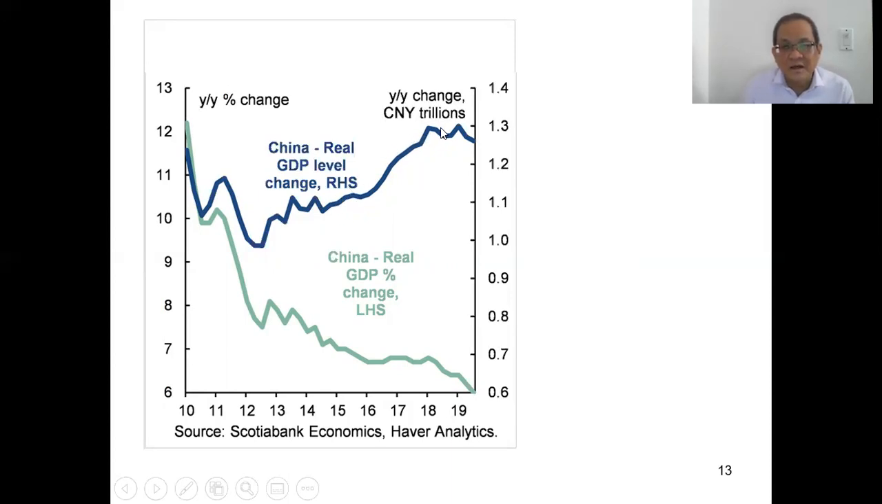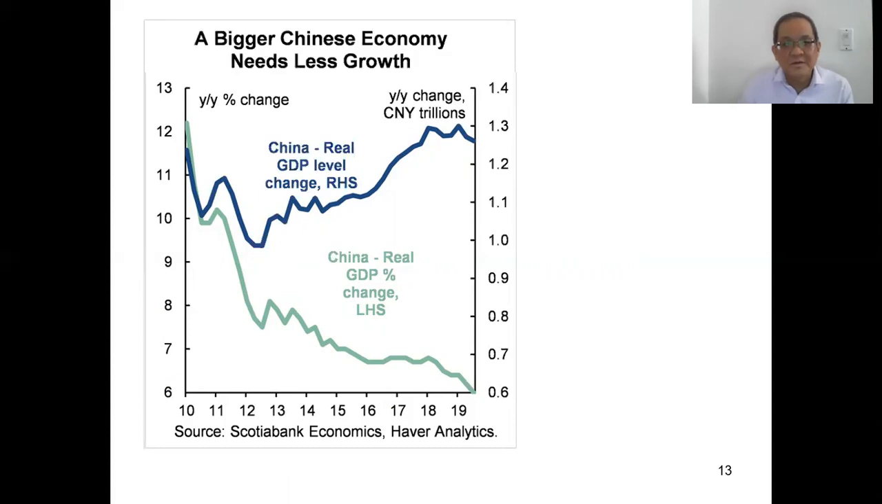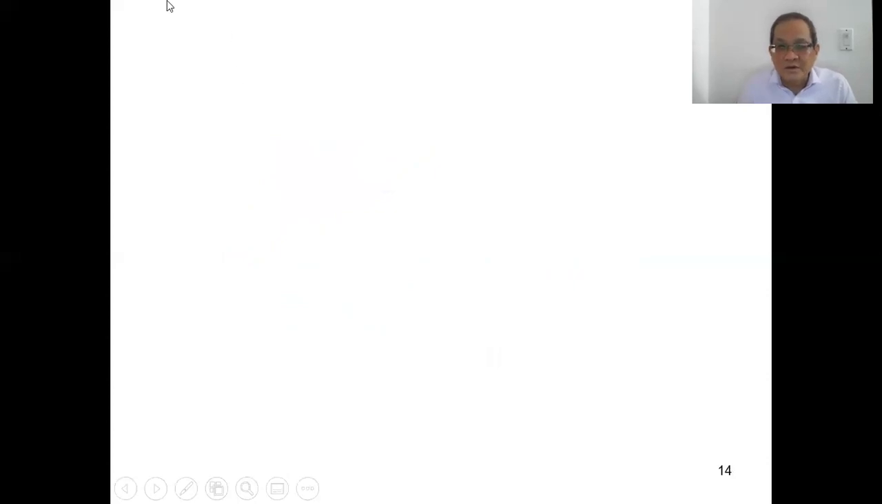You see that the year-on-year change is at about 1.2, 1.3 trillion, a lot higher than the 1 to 1.1 trillion back in 2012. So a bigger China's economy needs less growth in order to grow their total spending and total income every year. And this concludes this section.